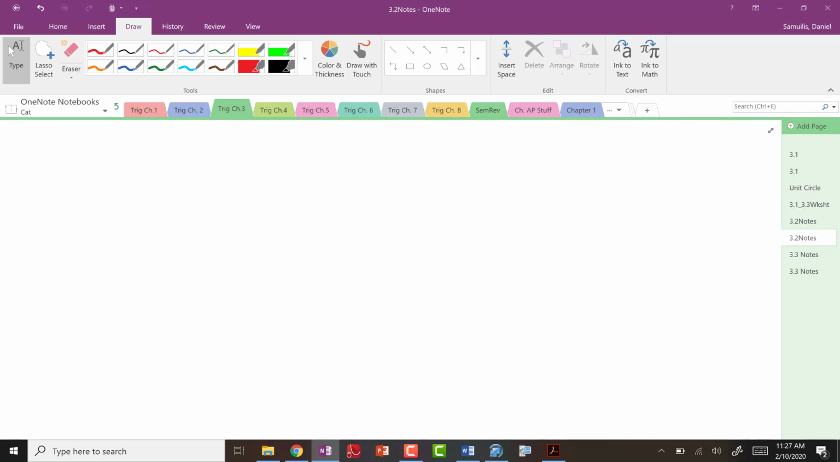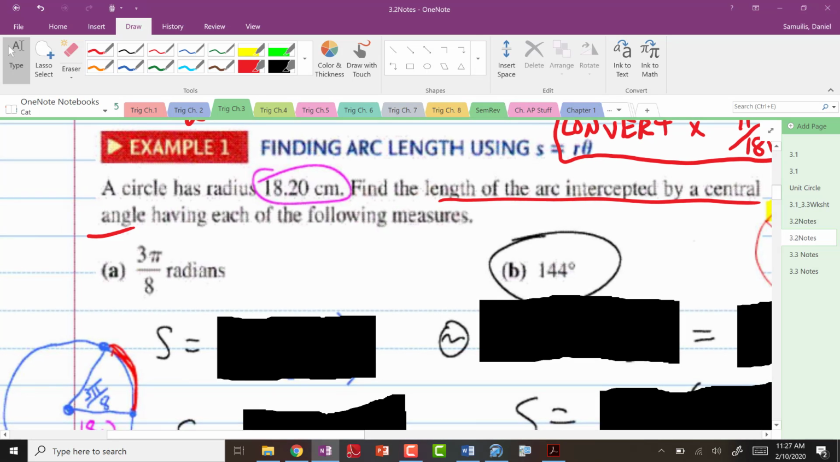Okay, here's two questions. Why could you stop moving, Mr. S? A circle has a radius of very specifically 18.2 centimeters. Find the length of the arc intercepted by a central angle given. And so hopefully you got that down.